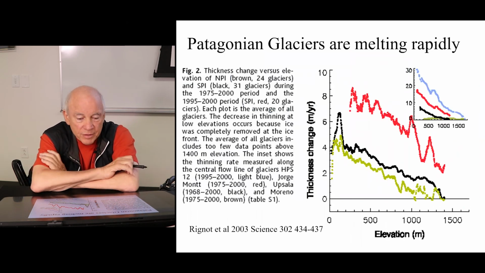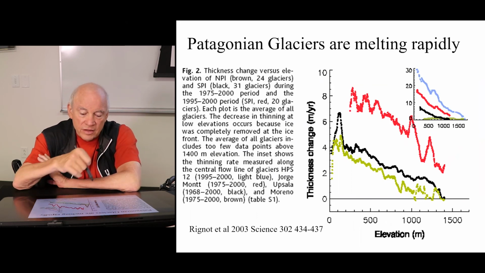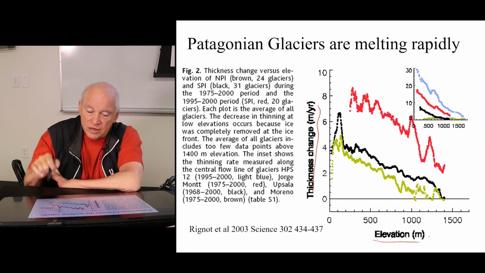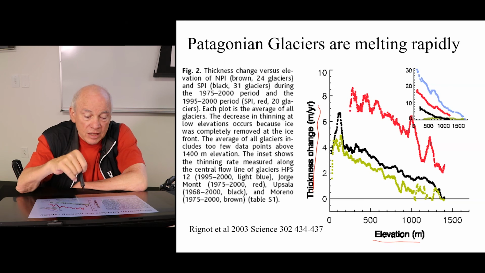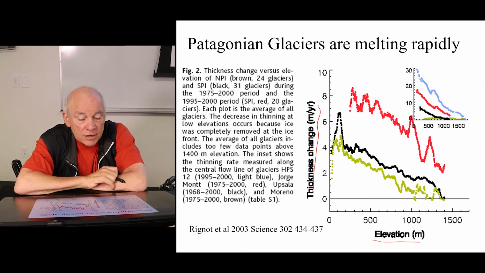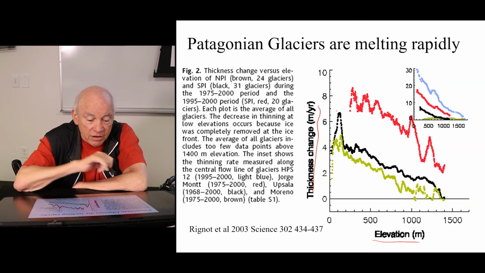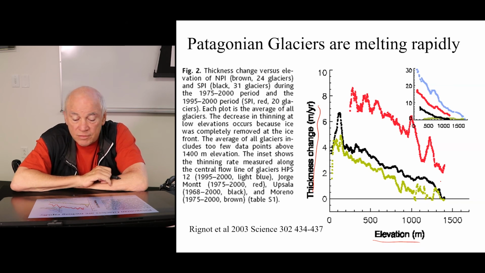Now, as we said, the Patagonian glaciers are melting rapidly in general. This is a scientific study showing the thickness change in meters per year versus elevation. And so basically you can see that the glaciers are thinning most in the higher elevations, whereas in lower elevations, they're not changing as much because basically all of the ice is gone.